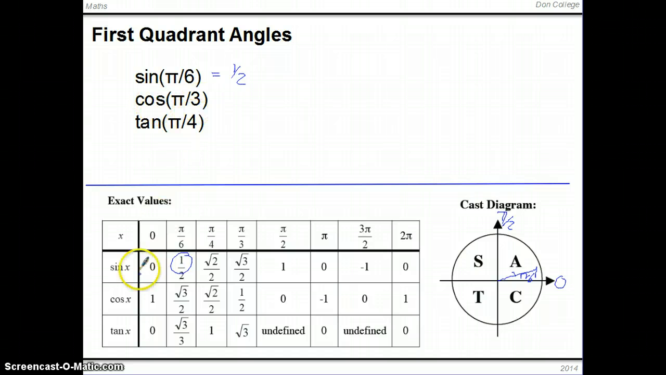Just like this, cos of pi on 3 would also be a half, and tan of pi on 4 would be 1. As I said, we've already looked at where these all come from, so we're just going to assume that's all okay, and we'll be looking at the table here.